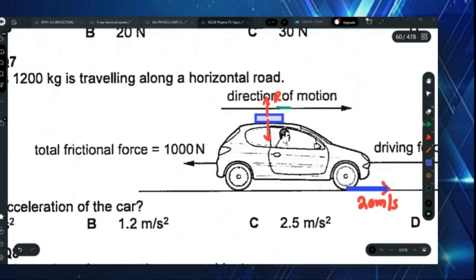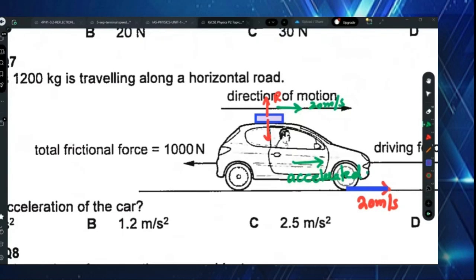Are you people getting it? Its speed was 20 meters per second. Now suddenly the driver speeded up the car, accelerated. So Ariba will tell me what would happen to the bag. Will it move backward or forward? Not people, I'm talking about the bag, which is on your car.